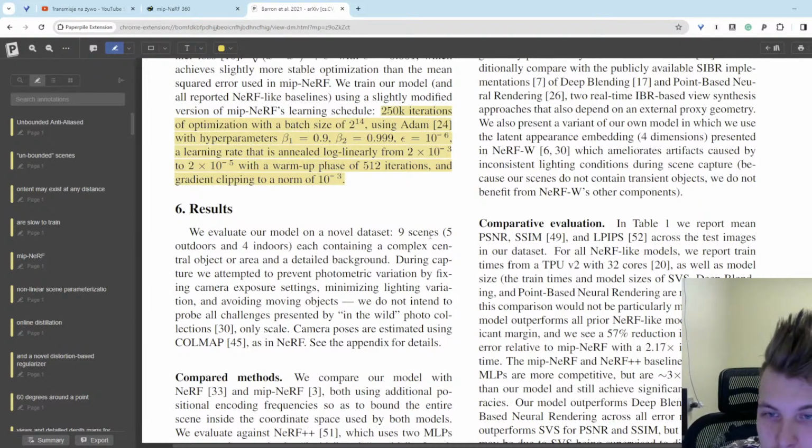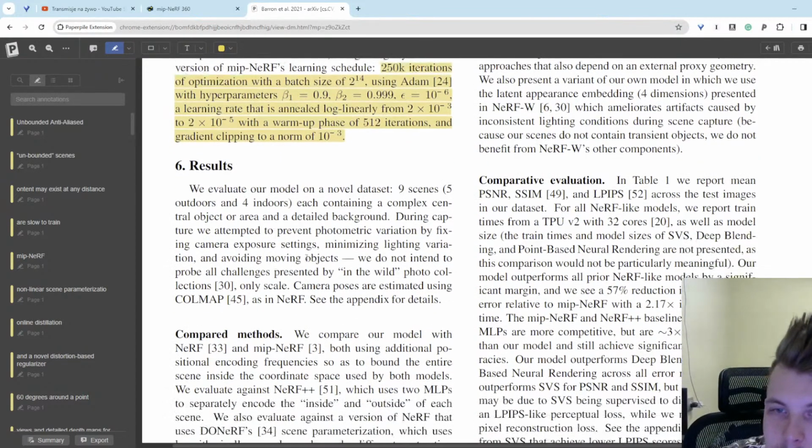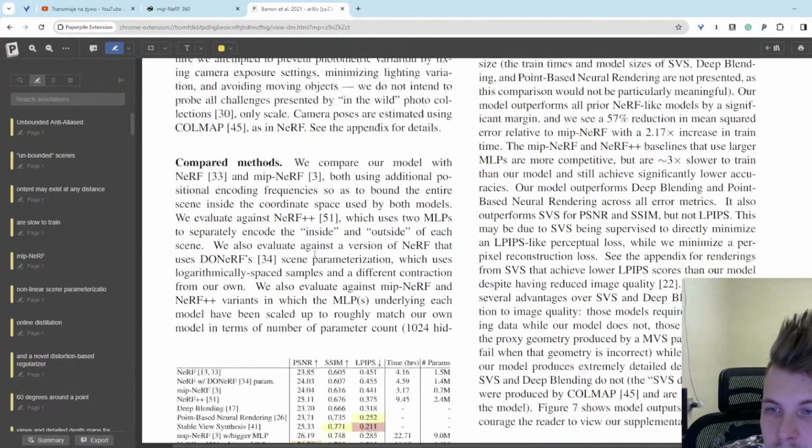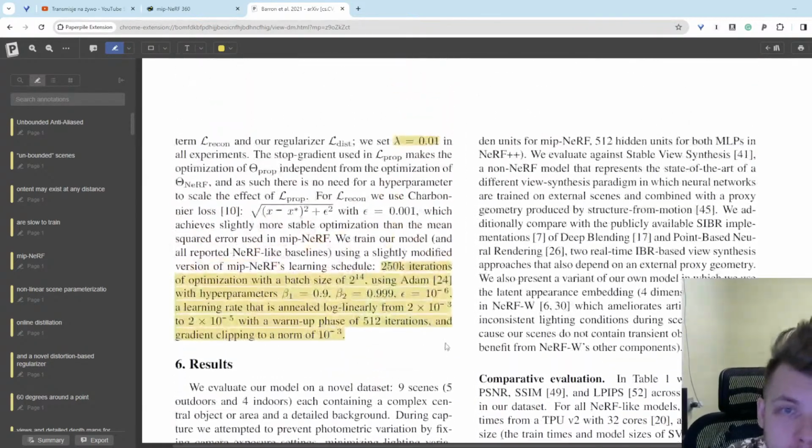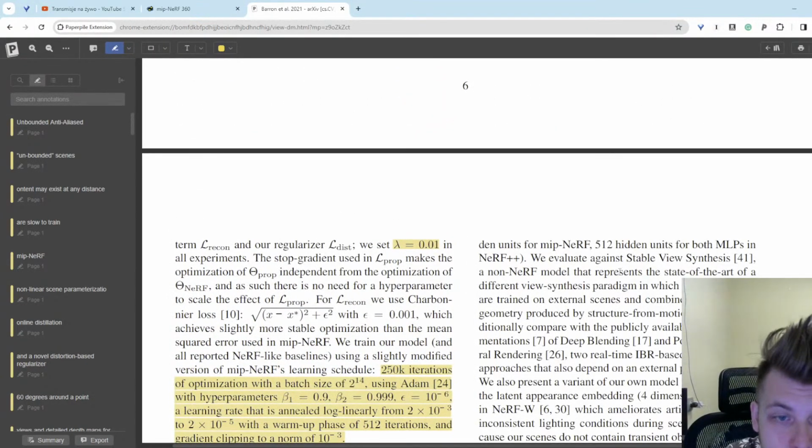They do a novel dataset, 9 scenes. Okay, they compare to all of these different methods. Numerically they are usually better, other than the stable view synthesis method, which is also pretty good. And this stable view synthesis method is a non-NeRF model that represents the state-of-the-art of a different view synthesis paradigm, in which neural networks are trained on external scenes and combined with a proxy geometry produced by structure from motion. So that's interesting. I don't know much about this model. I don't think it's state-of-the-art anymore, but it was at the time.